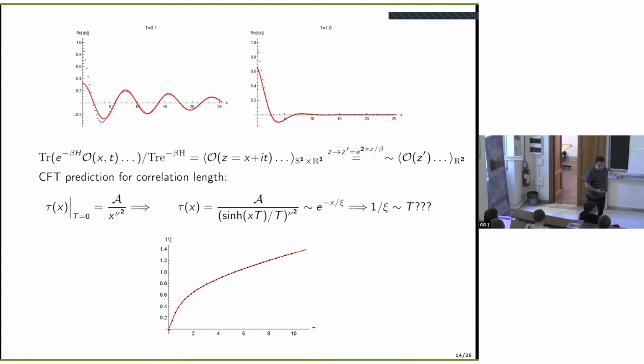Yes, for instance, you can view it as this, indeed. I mean, I never introduced e to the minus beta h in traces, so all my temperature was in the initial distribution of the states. But probably you're right. Yes.